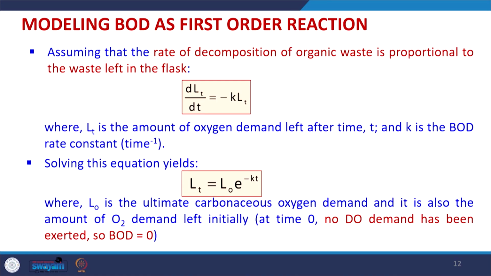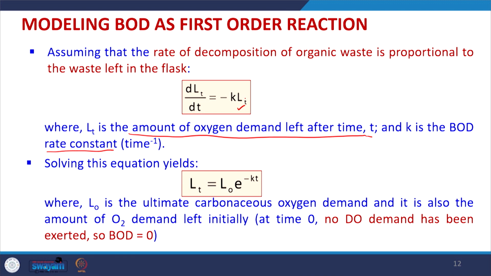For modeling the BOD we assume that the rate of decomposition of organic waste inside the water sample is proportional to the waste which is left in the flask itself. Now, suppose Lt is the amount of oxygen demand left after time t, so the rate of oxygen demand will be proportional to the oxygen demand itself. So, we assume this to be first order, and thus the proportionality rate constant K is called the BOD rate constant, and its unit is time inverse.